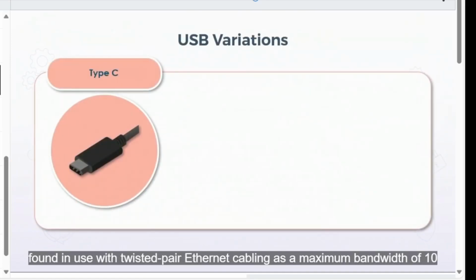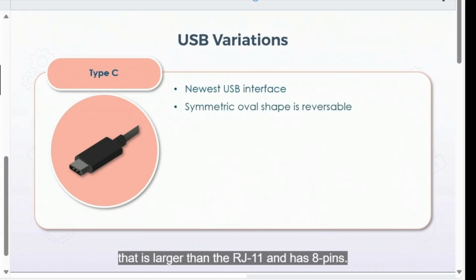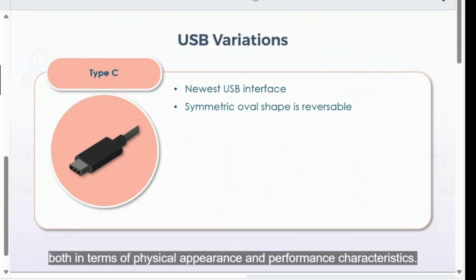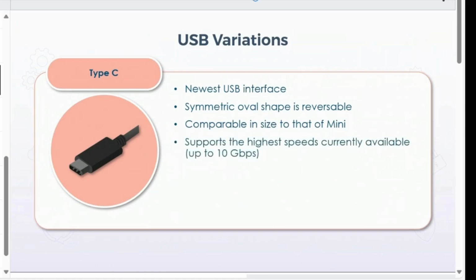And that led us into the Type-C connector, which is the newest USB interface, and it comes in a symmetrical oval shape that is reversible, meaning that it no longer mattered if you were attempting to plug it in upside down or downside up. It works in either configuration, and it's also the same connector on both ends, so it's reversible end for end as well as up for down, which makes it very convenient. It's comparable in size to that of Mini, so it's suitable for many smaller devices as well, and it supports the highest speeds currently available, up to 10 gigabits per second.